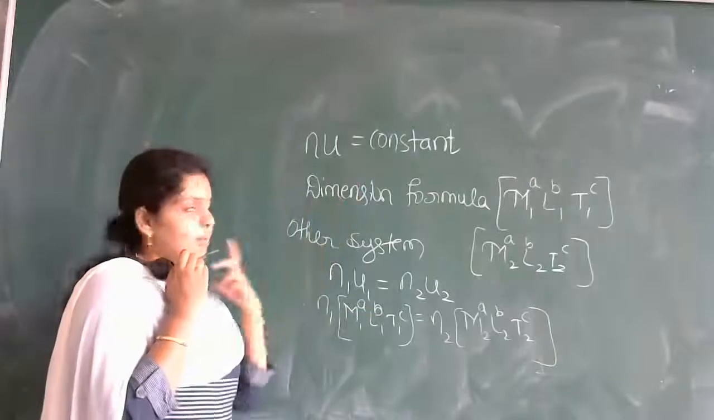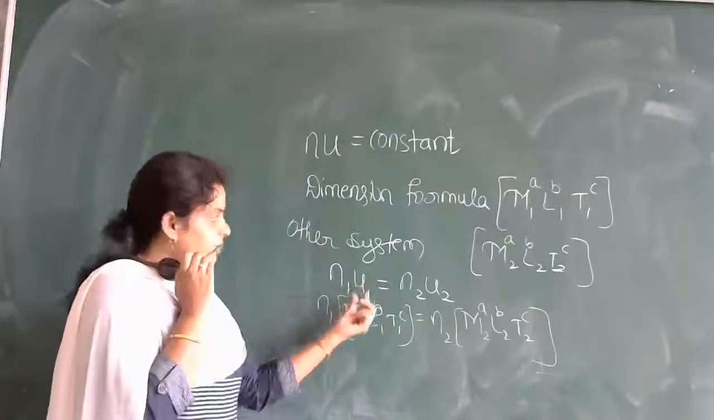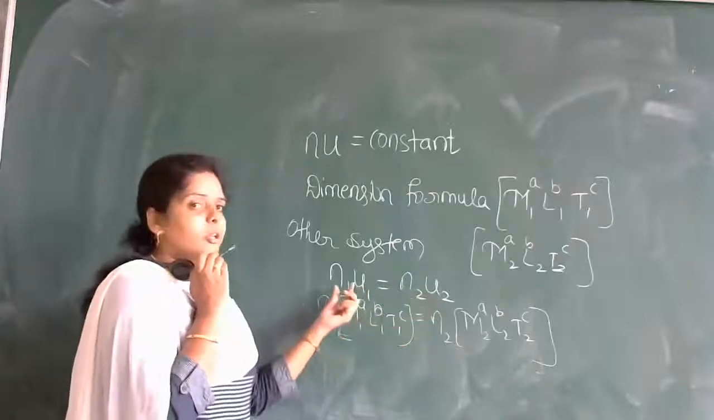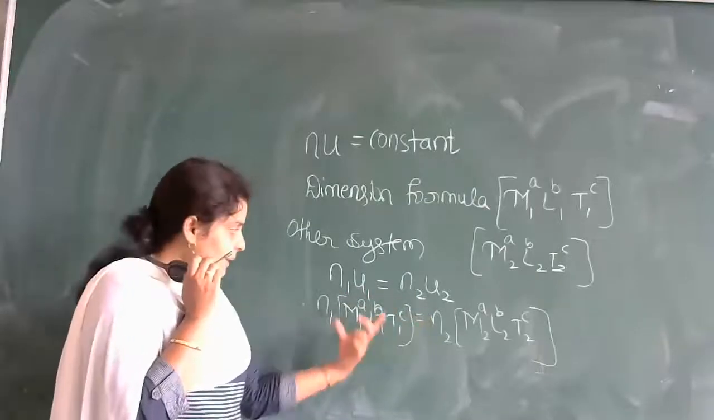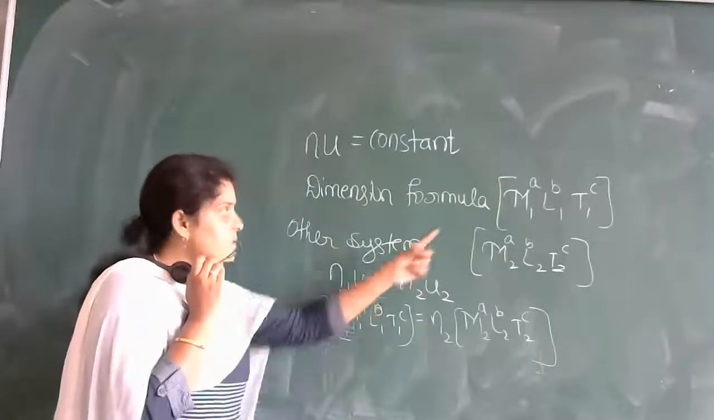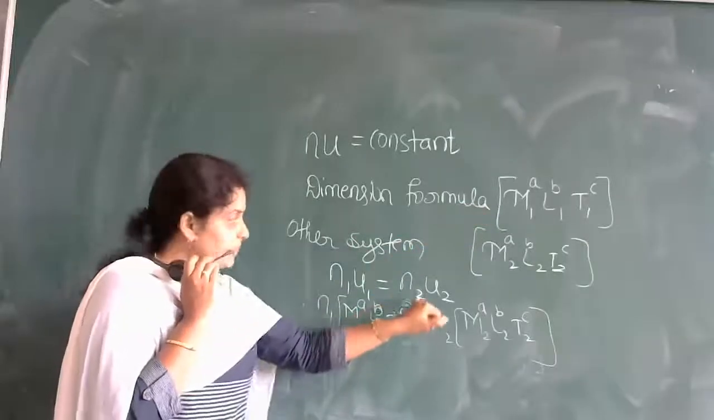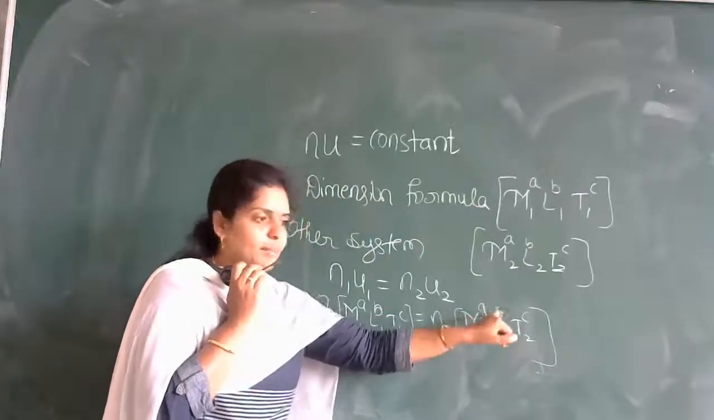Okay, so what I am doing, I am converting from one system to other system. To convert from one system to other system, you are equating N1 U1 is equal to N2 U2. Next, down, what you are writing? N1 into bracket U1 is what? M1 L1 T1 raised to a b c. N2 as it is, M2 L2 T2 raised to a b c.